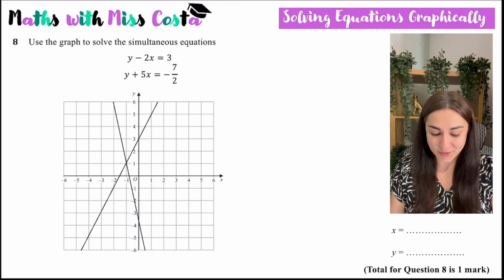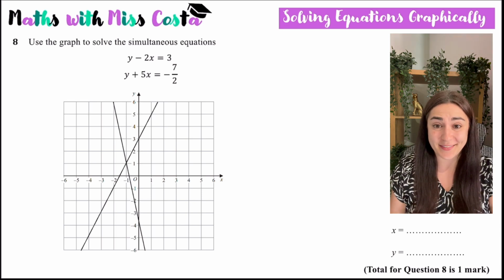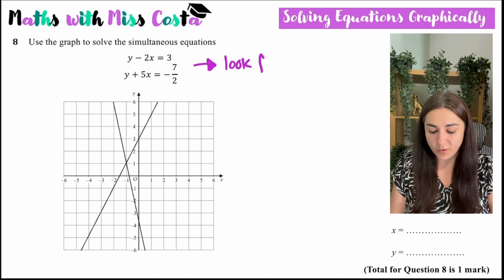Okay, so in this next question, I've been given a graph and told to solve the simultaneous equations. Now, they want you to do this graphically. Don't try solving them. Just look at the graph. And the way that you solve simultaneous equations graphically is you literally look for the point where the two lines intersect.